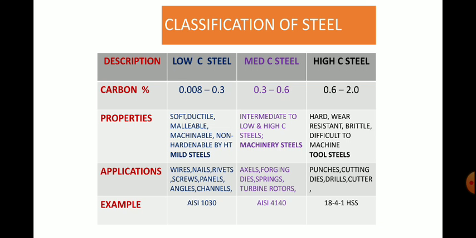Now what are the different applications? Low carbon steel is used for wires, rivets and screws. Medium carbon steel is used for axles, forging and dies, and high carbon steel is used for punches, cutting tools and drills. So what are the designations? AISI 1030 is low carbon steel, where the last two numbers indicate 0.3% carbon. Medium carbon steel is AISI with last two digits 0.4% carbon. Similarly, for high carbon steel, we have HSS, high speed steel.